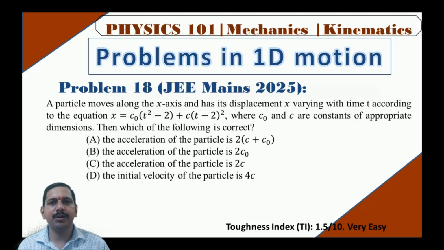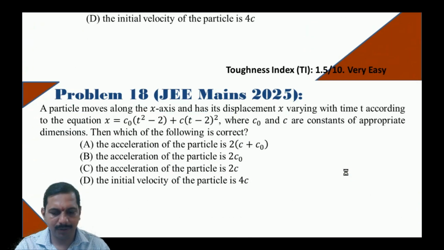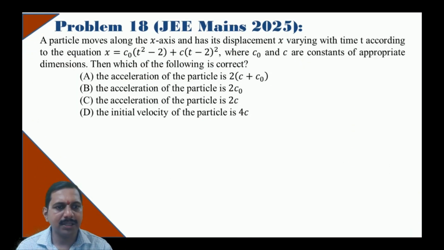This question has appeared in JEE 2025 and let us look at it. The question goes something like this. A particle moves along the x-axis and its displacement x varies with time according to the equation given, where C0 and C are constants of appropriate dimensions. Which of the following is correct? So let us look at it.